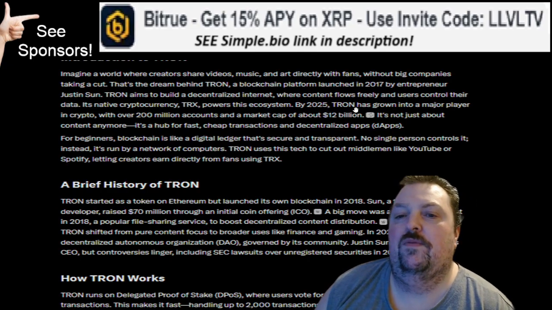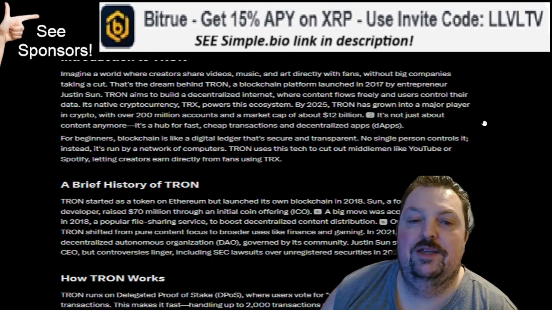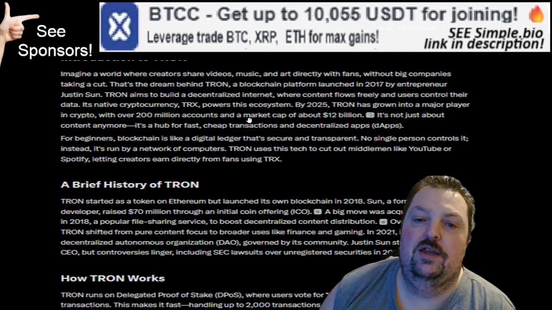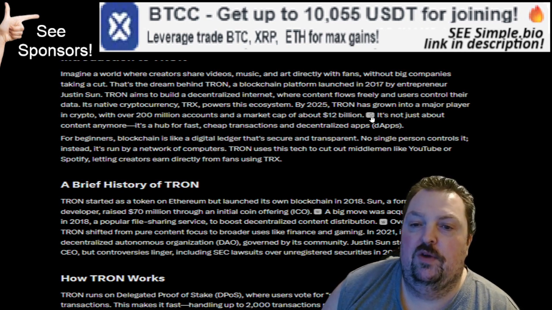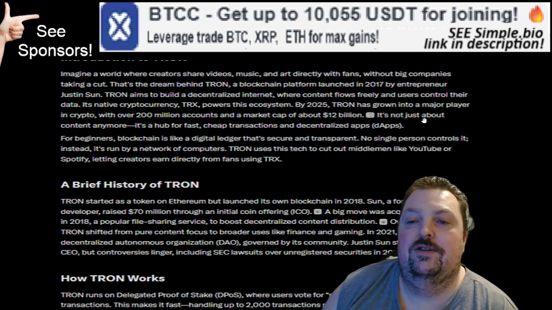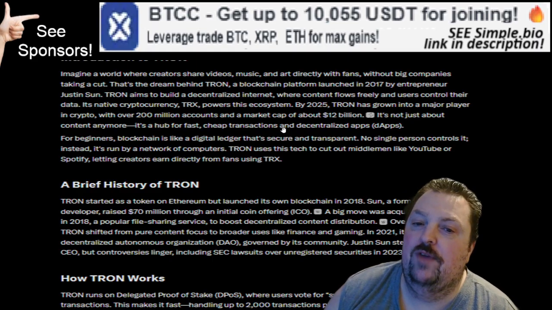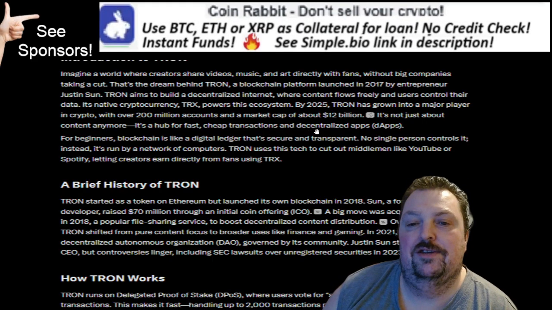By 2025, TRON has grown into a major player in crypto, with over 200 million accounts and a market cap of about $12 billion. It's not just about content anymore. It's a hub for fast, cheap transactions and decentralized apps, dApps.